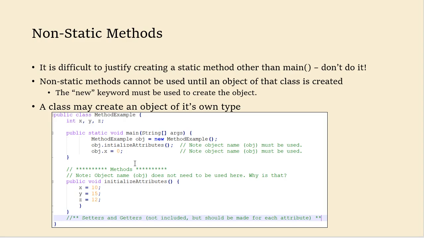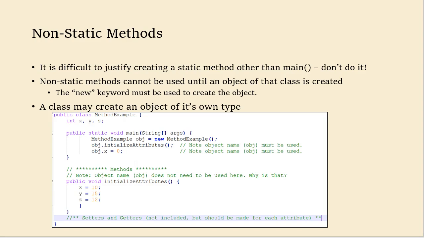Since I find it difficult to justify creating a static method other than main, don't do it. That means that you can't use the method until you create an object of that class. Again, I'll see students doing this too. They try to reference a method and they get an error that says null. You tried to access a null, and the reason is they tried to access a method but they never created the object first. Create the object first.